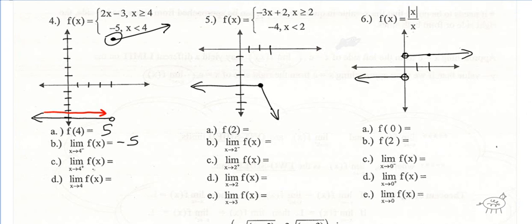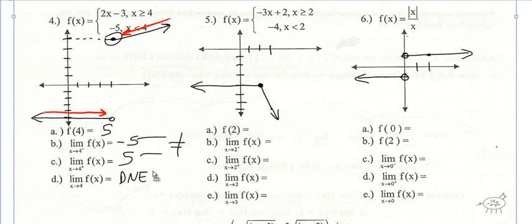And let's approach 4 from the positive side. Well, here it is. I'm approaching 4 from the positive side. What is that getting closer and closer to? It's getting closer and closer to 5. Again, that's your y value. And so the question is now, what is the two-sided limit? Well, because one is negative 5 and one's positive 5, they're not equal, so this does not exist. Very important.